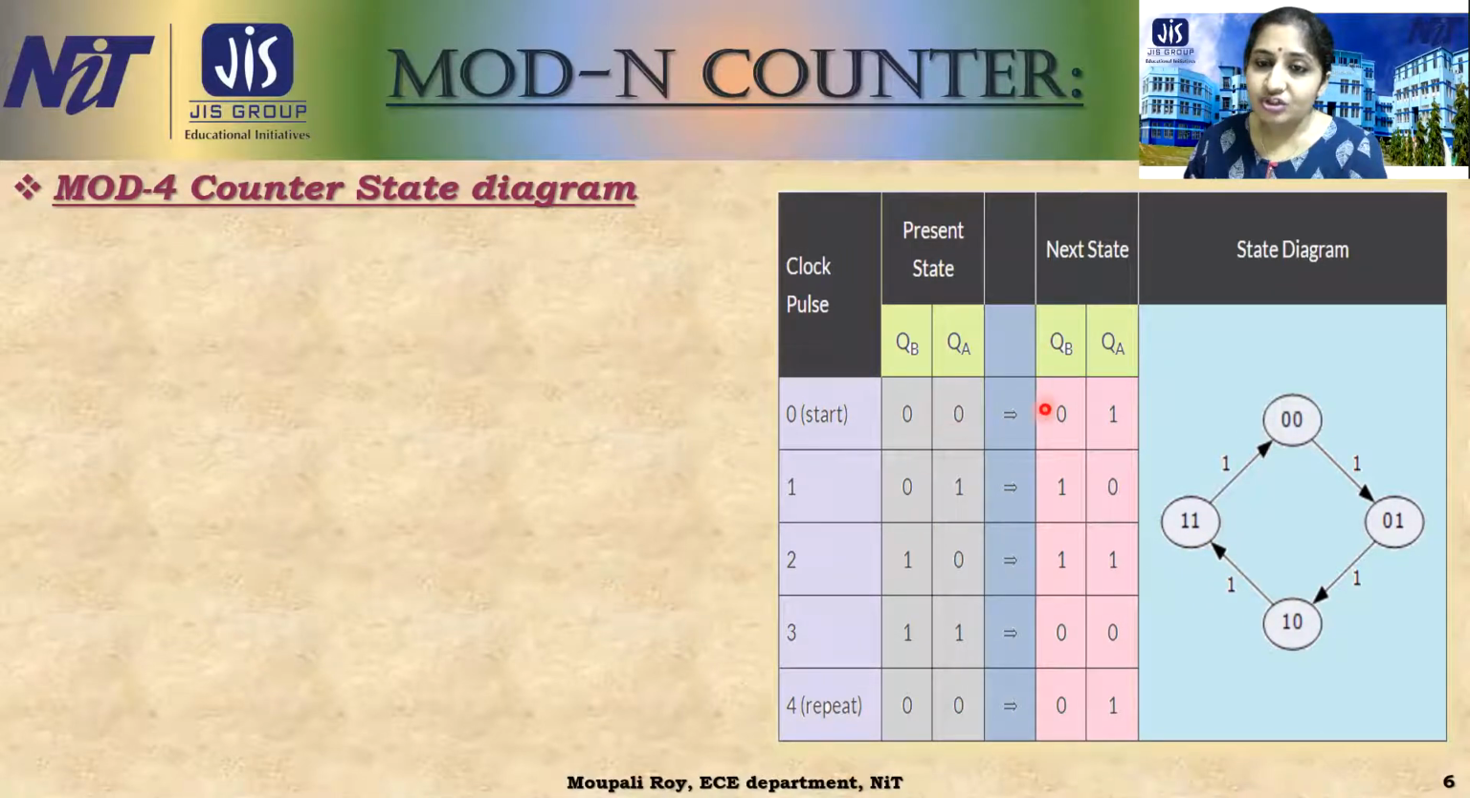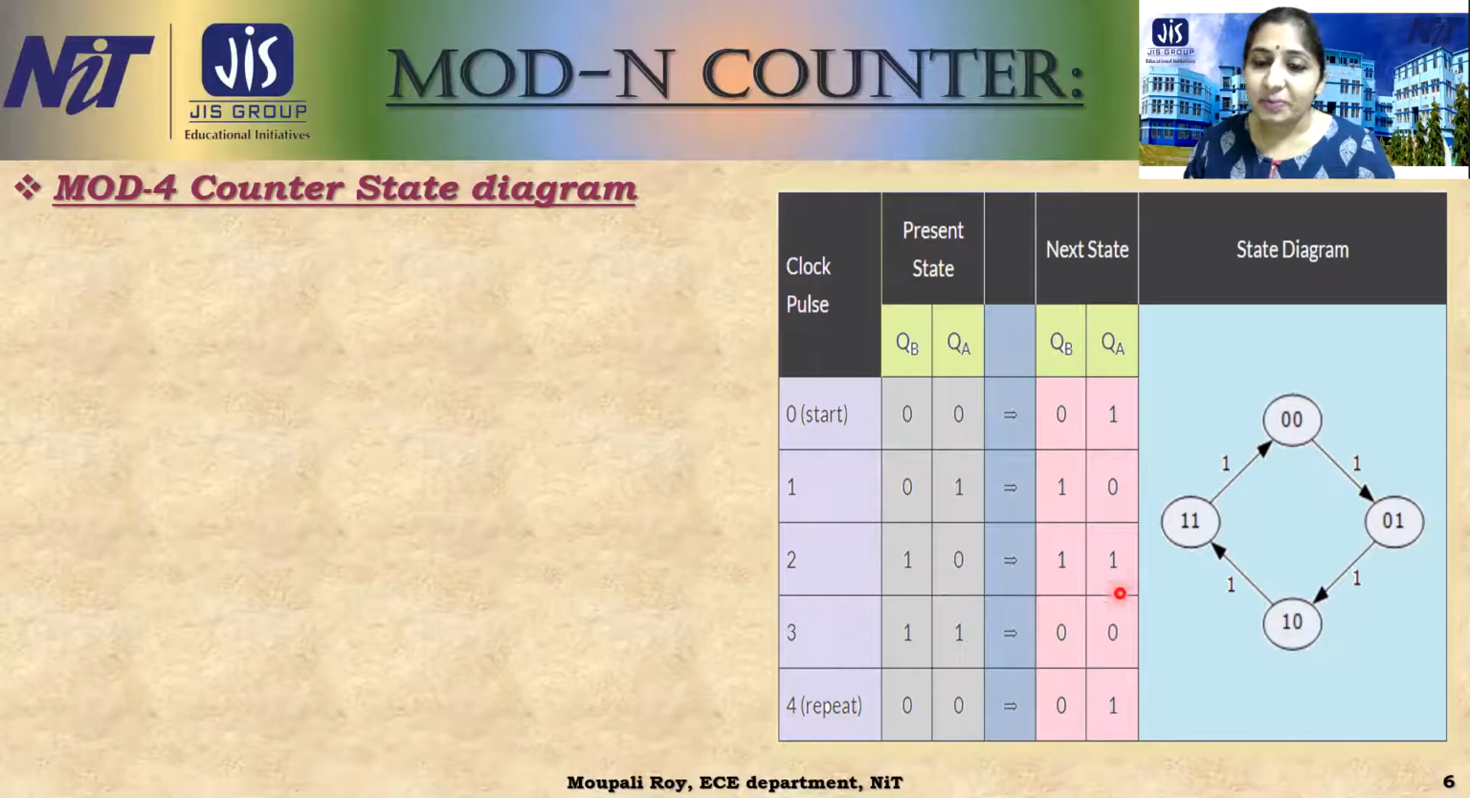So this is 0 0. The next clock pulse gives 0 1. Now if the clock is 1, then the present state is 0 1. What is the next state? 1 0. Now this next state becomes the present state, 1 0. For this one, what is the next state? 1 1. Then this 1 1 is now the present state. If this is the present state, then what is the next state? 0 0. Now it is repeating.